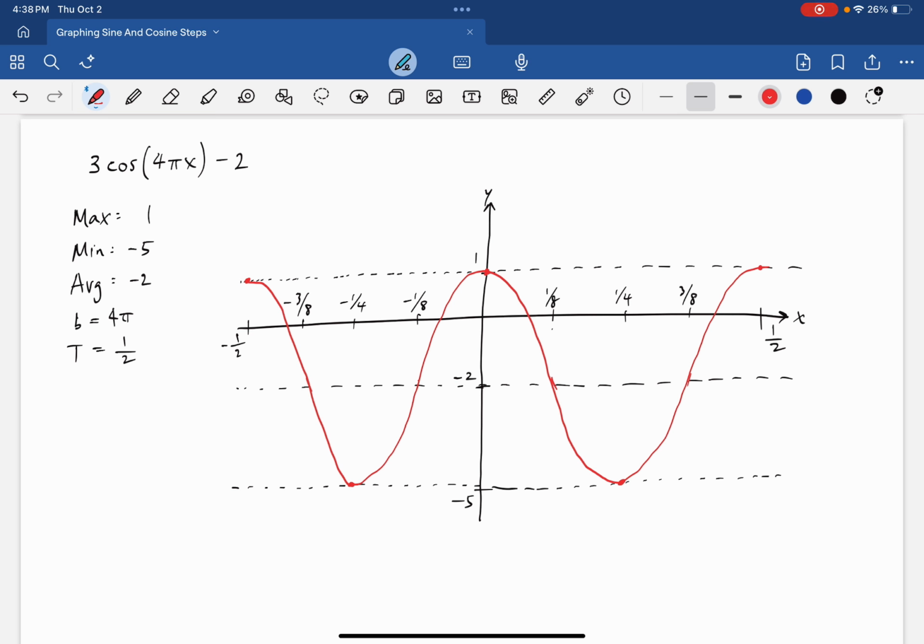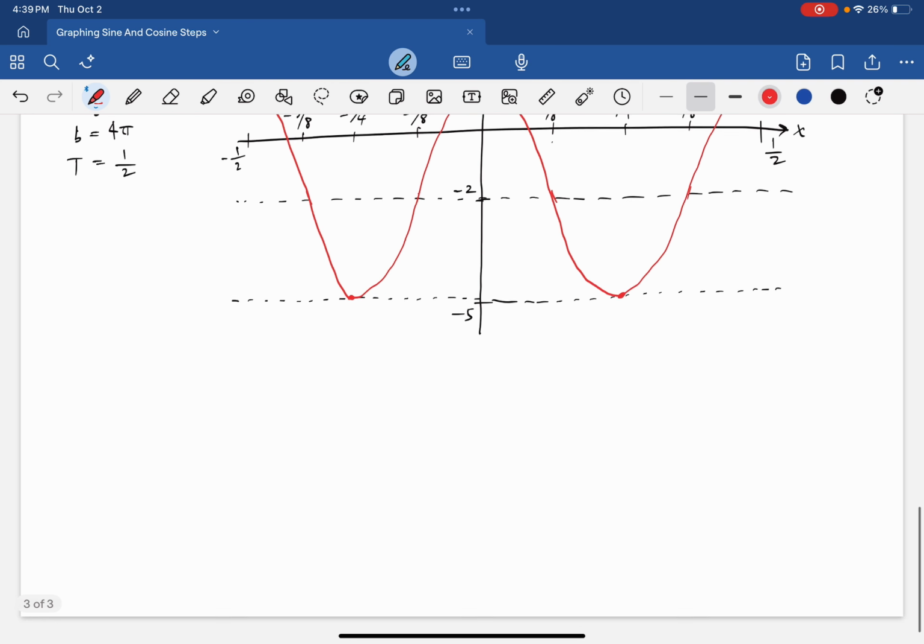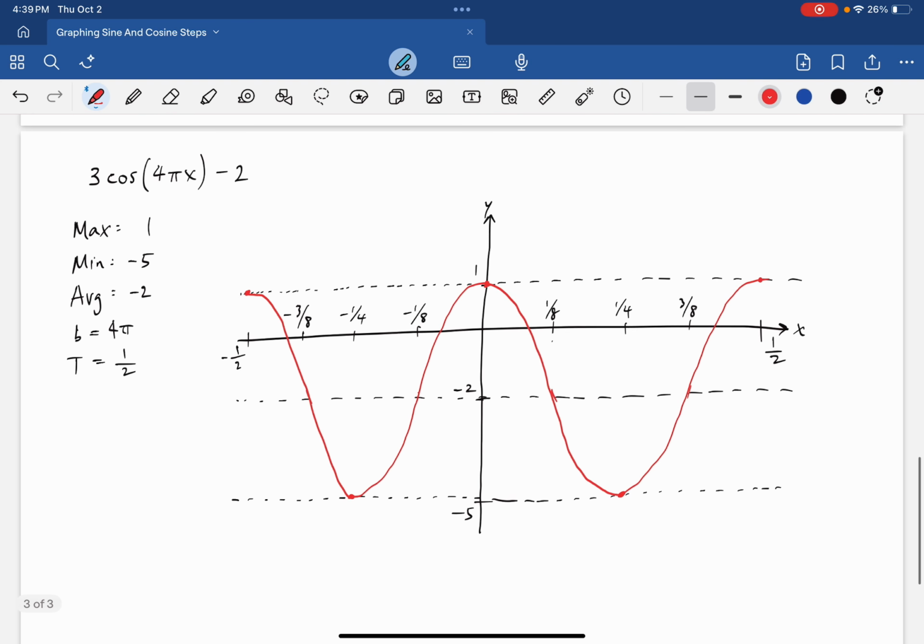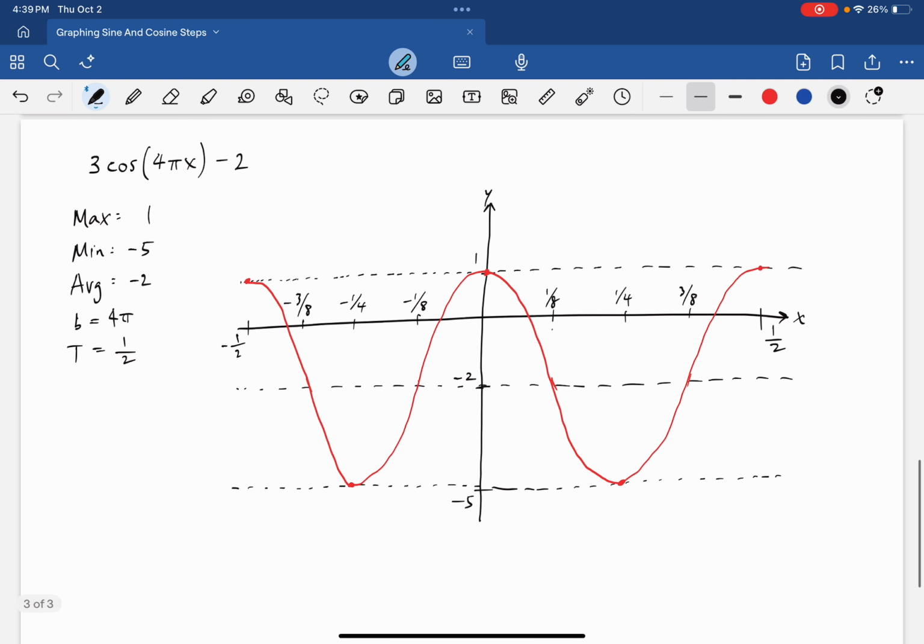So I hope that this is a helpful strategy for drawing these. And if you want to see more examples worked out, then you can refer to the video of me working through the graphing study guide. But hopefully this is helpful.